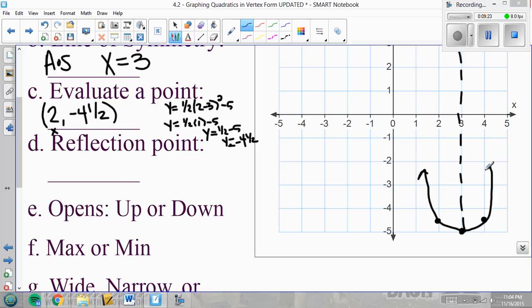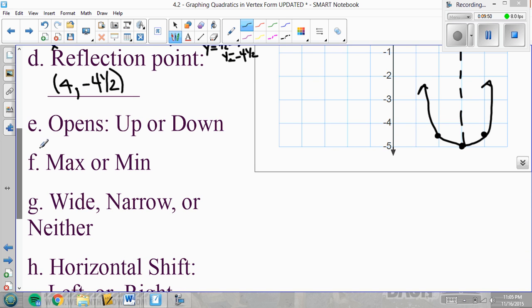Okay, and we still have a couple questions to answer. My evaluated point was (2, negative 4.5). When I reflected that over, I was at (4, negative 4 and 1/2). And it's okay if these are flipped, or if you used 1 and 3, that's okay too. It just depends what point you pick. Just always try to pick one that's 1 or 2 away from that x value so you know that it fits on your graph.